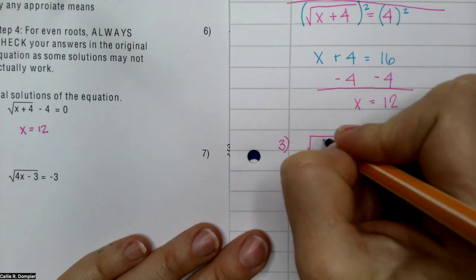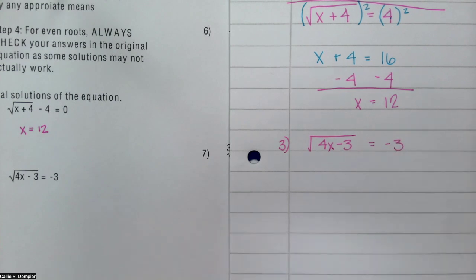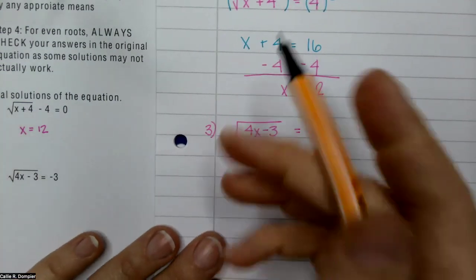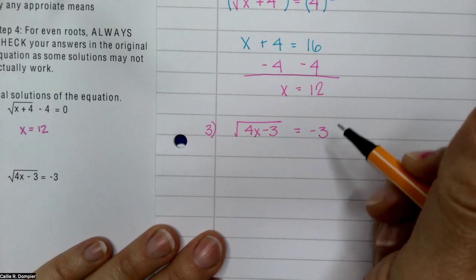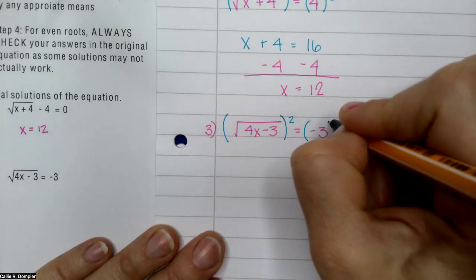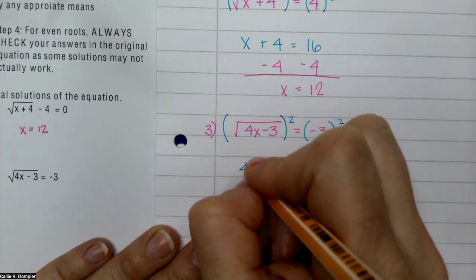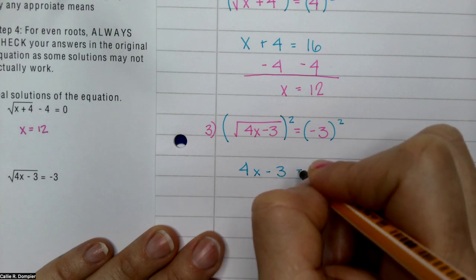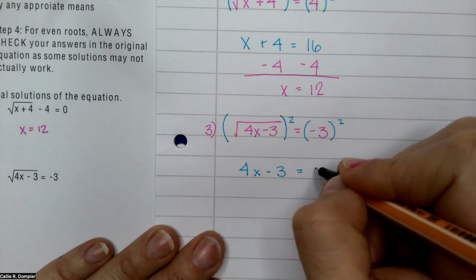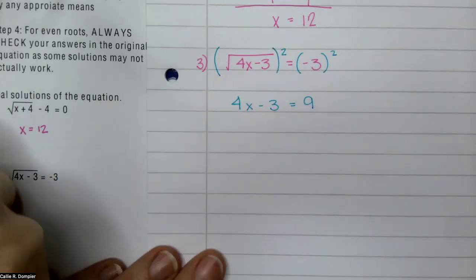The square root of 4x minus 3 equals negative 3. So I've isolated the radical term on the left. I'm going to square it to get rid of the radical. That got rid of that, so I'm left with 4x minus 3. Negative 3 squared, negative 3 times negative 3, is a positive 9. Good. Now we just solve for x.